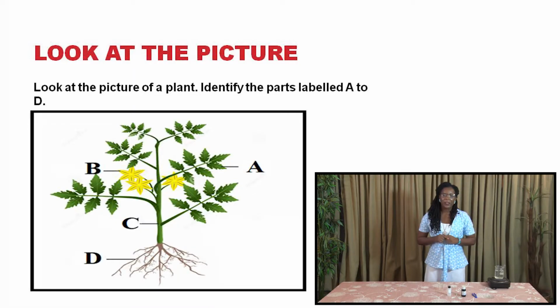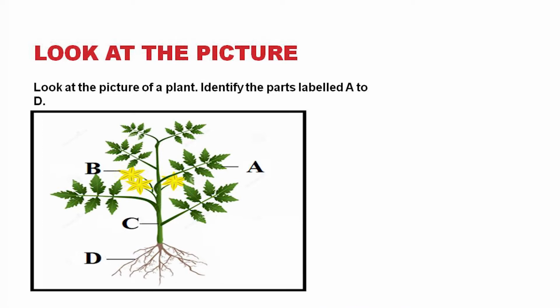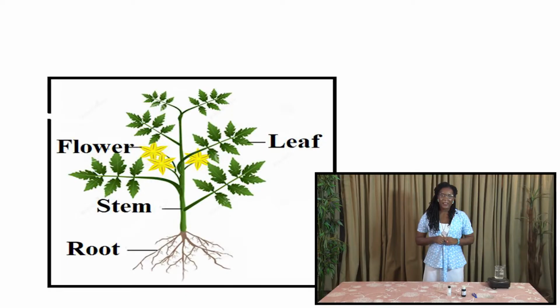Now, let us see how much we know about plants. Look at the picture of a plant. Identify the parts labeled A to D. Very good. A is the leaf, B, flower, C, stem, and D, root.